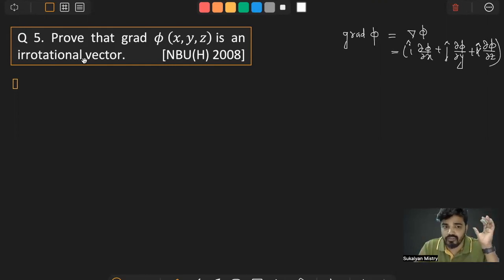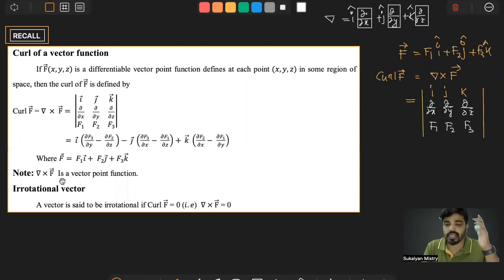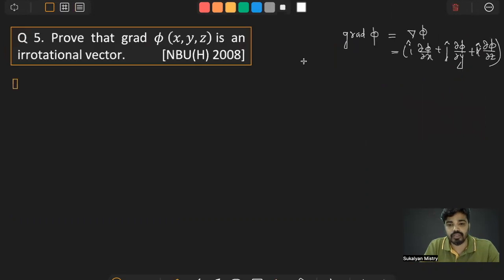So what is the definition of irrotational vector? Just recall the definition. A vector F is said to be irrotational if curl F is equal to 0, that is del cross F is equal to 0. Okay. So if del cross F is equal to 0, then we conclude that the vector F is irrotational. Here we have to show that gradient phi is irrotational. So we have to show that curl of gradient phi is equal to 0. So what is our target? We have to show that curl of gradient phi is equal to 0.